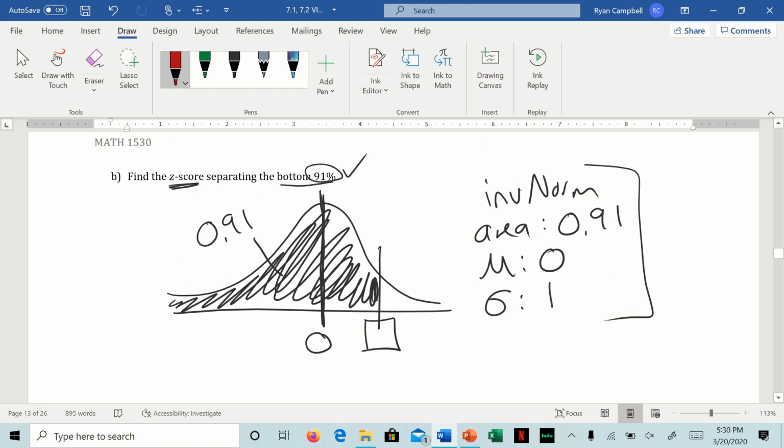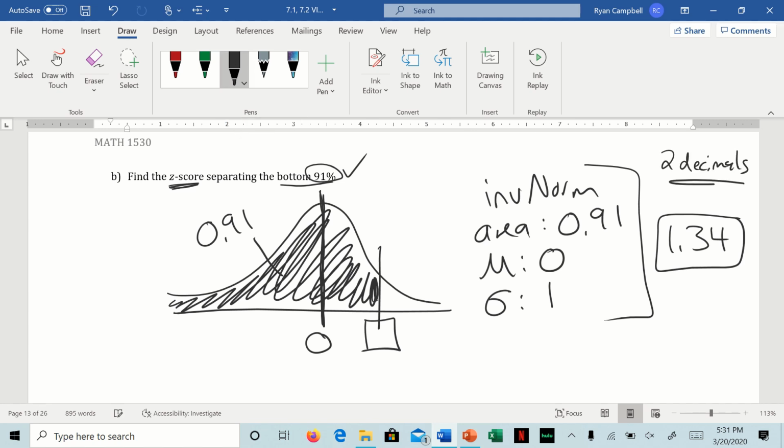So for this one, when we do it, we end up with 1.34. And for z-scores, we typically get 2 decimals for the most part. There's one case where we don't, but for the most part, we just do 2 decimals. All right, and that's it. And of course, it does make sense for it to be 1.34.